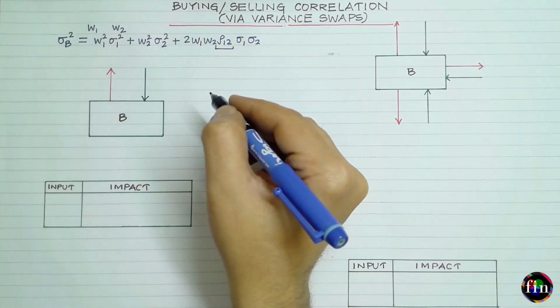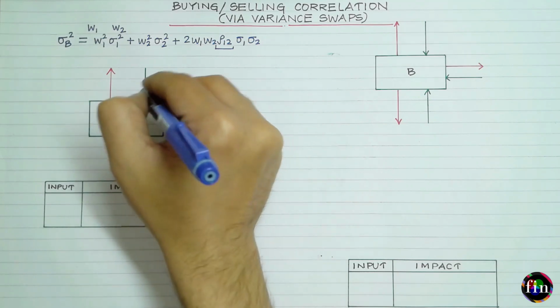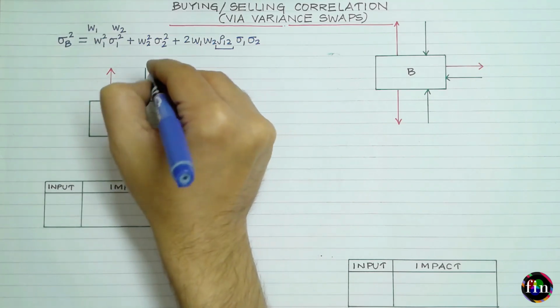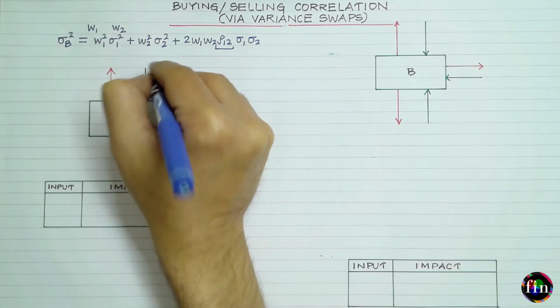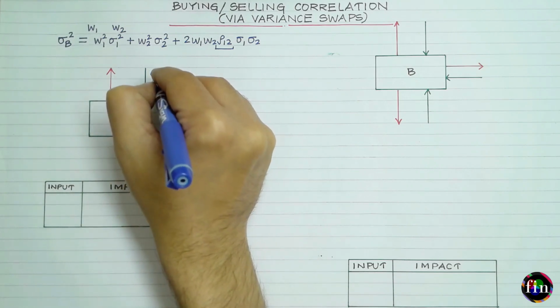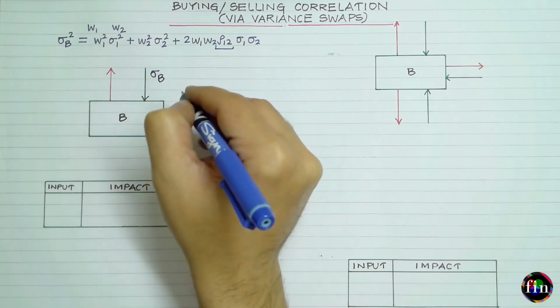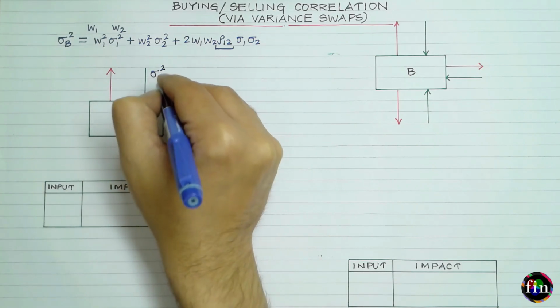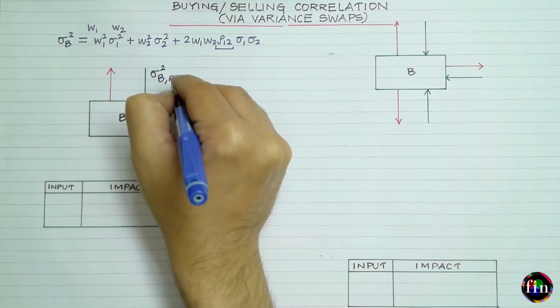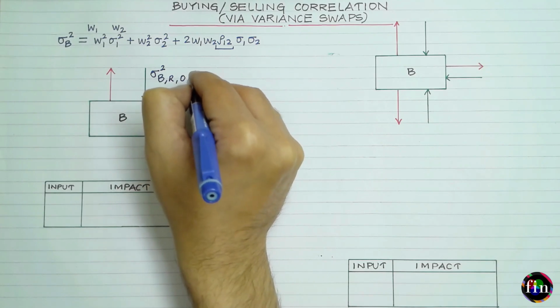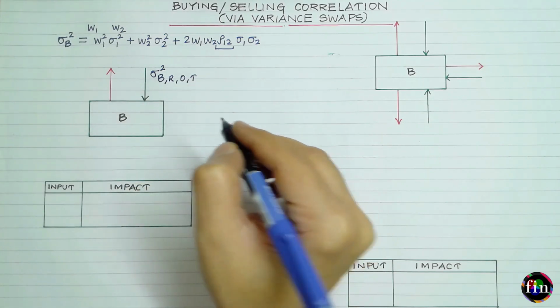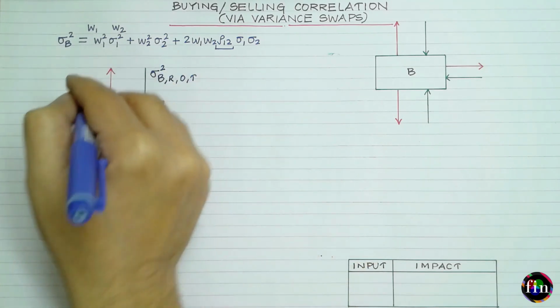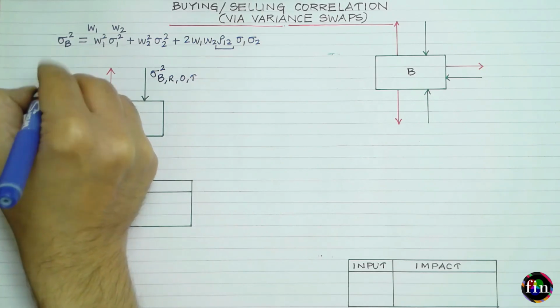If that is my intent, I should enter into a variance swap in which I receive the realized variance of my basket. Let's now adopt a certain nomenclature. Let's call it the variance of my basket realized over, let's say, a period 0 to capital T. Against this I'll be paying some kind of a fixed variance.